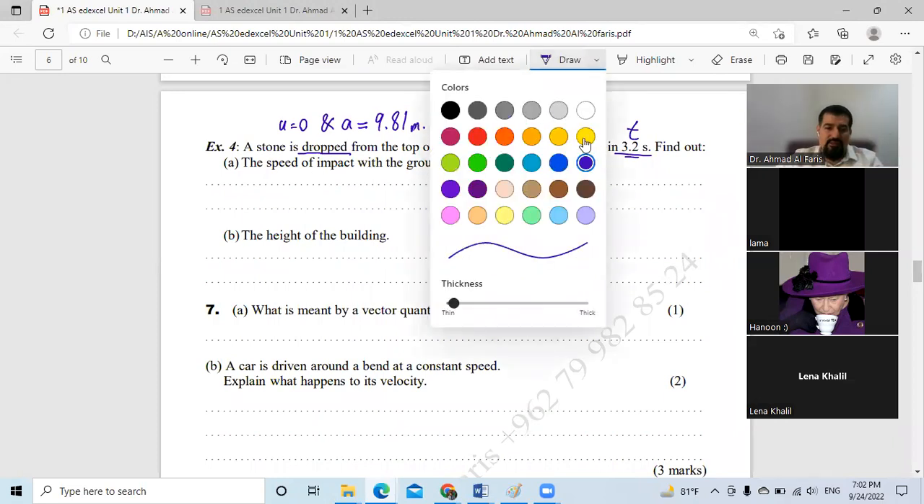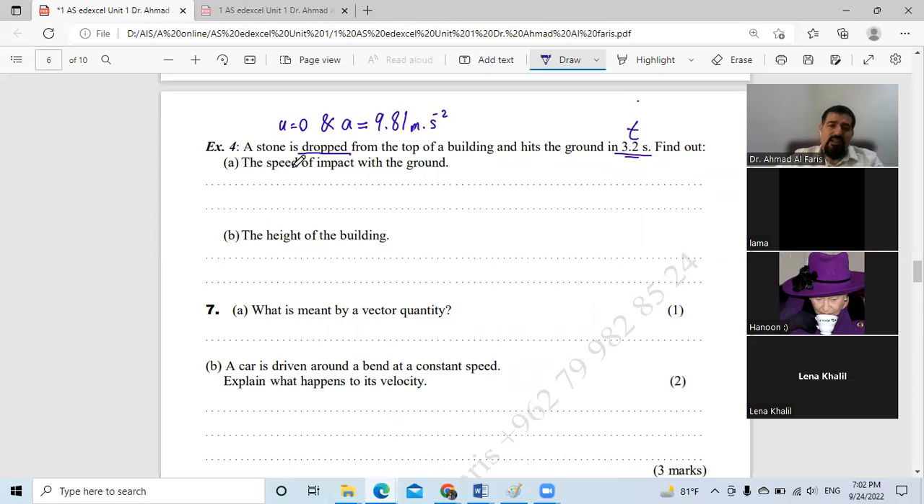Okay, what do we have here? A, the speed of impact with the ground. They ask about the final speed. So that means V, the final speed, equals U, which is 0, plus the acceleration, which is 9.81, multiplied by the time. So by using a calculator, how much is the answer? Who has a calculator? It will be approximately 30.